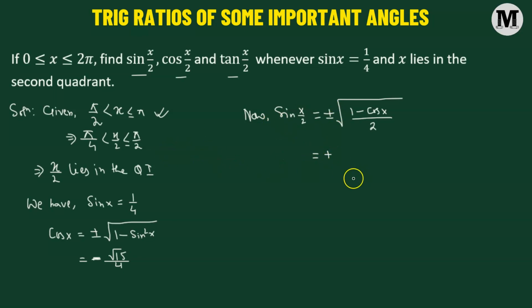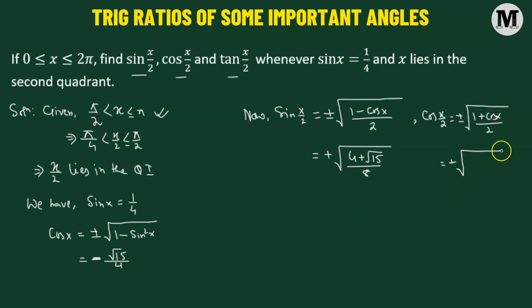So sine x over 2 comes out to be square root of 4 plus square root of 15 divided by 8. Now we'll try to find out the value of cosine of x over 2, which is given by plus or minus the square root of 1 plus cosine of x, all over 2. Here also we'll only consider the positive value, and when you substitute cosine of x with negative square root of 15 over 4, this is going to give us the value square root of 4 minus square root of 15 divided by 8. So we have successfully obtained the value of cosine of x over 2 as well.